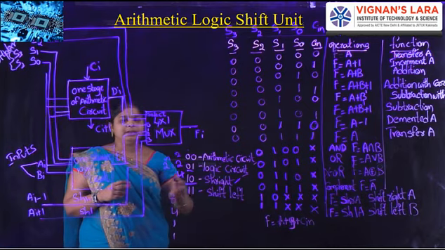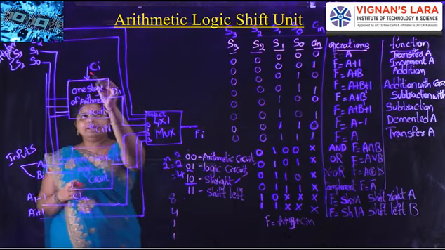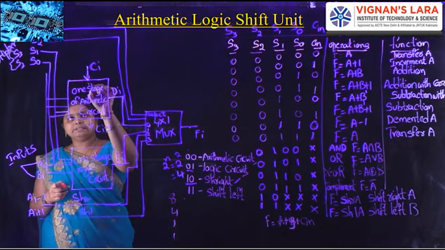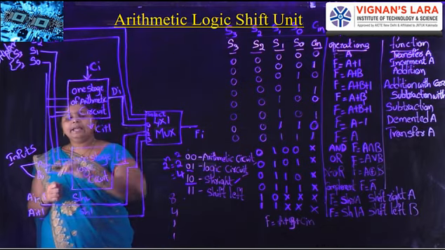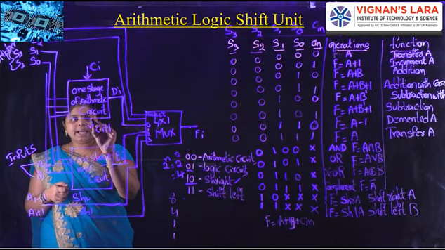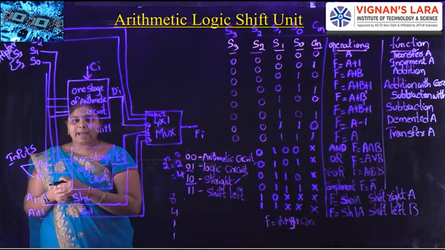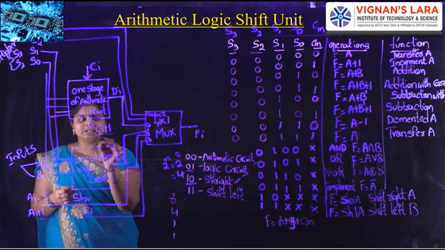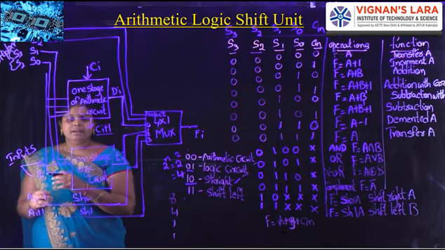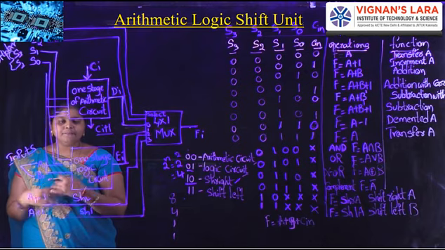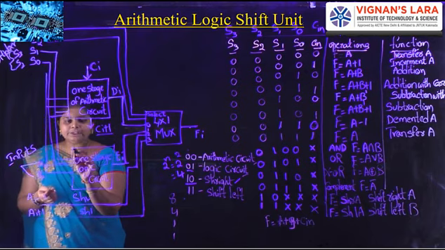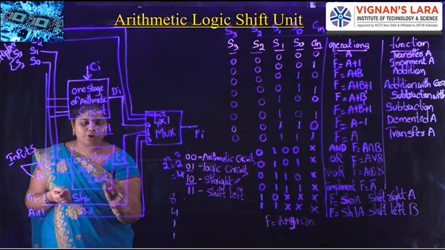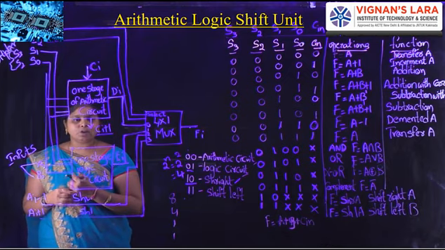The functional table is like this. Here in the arithmetic circuit, Cin is the input carry. Ci plus 1 is the output carry. It is represented for the next stage. It is for the next stage purpose. Ci plus 1 is used for the next stage's Ci carry. There is no need of carry in the logical circuit. There are no carry operations in the logical circuit.